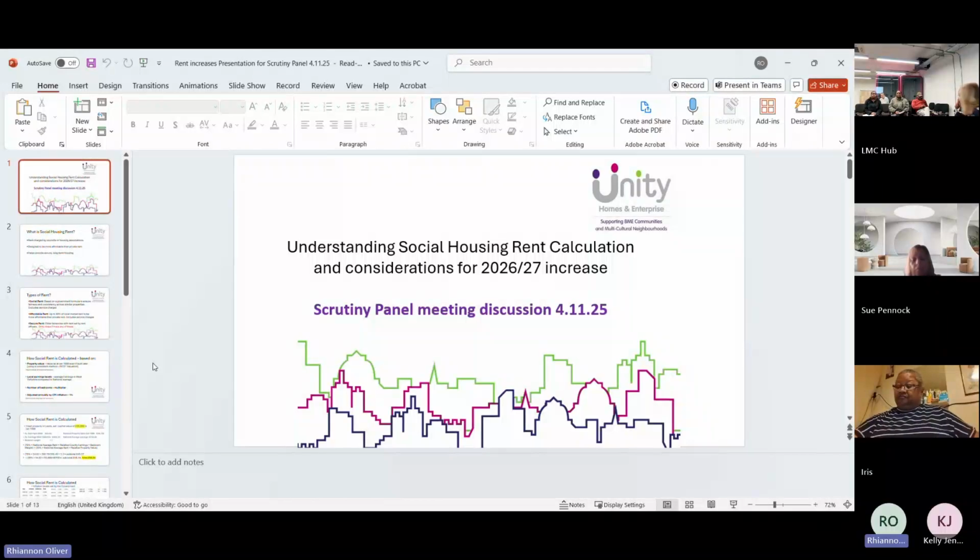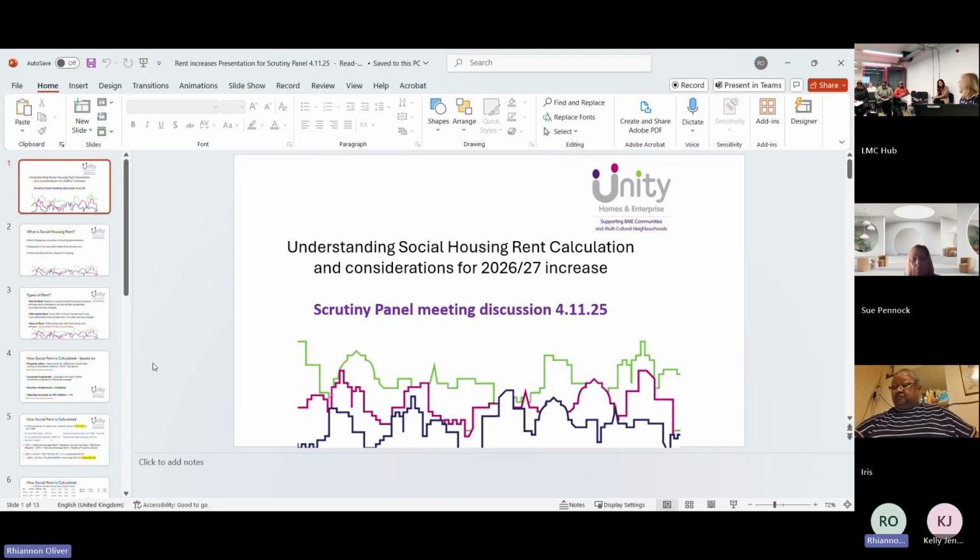I know the ask at the last meeting was, can we do something about rents? So just to give you a better feel for what's involved in the rent setting, what considerations there are. And then we've got a board meeting on the 10th of December. So the board will be going through this and making the decision, and then that becomes what the rent increase is for next year.